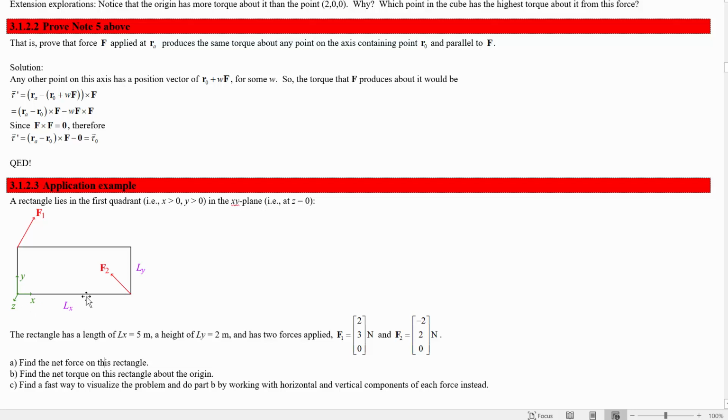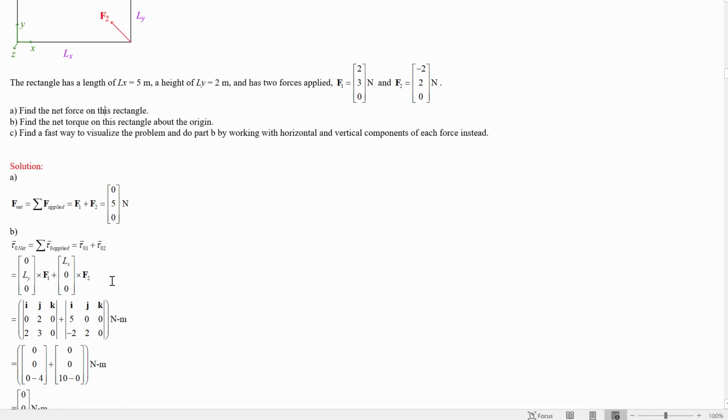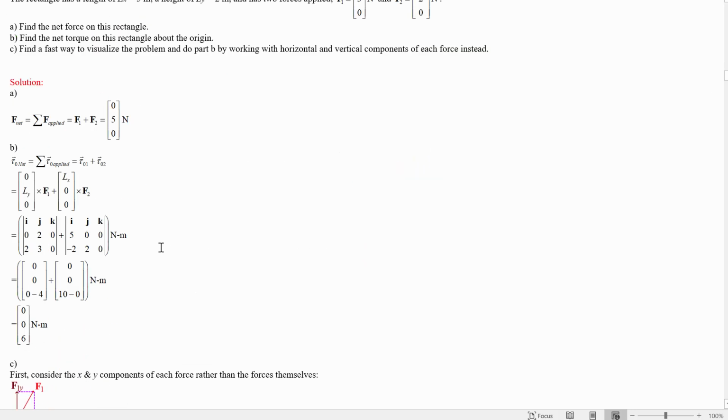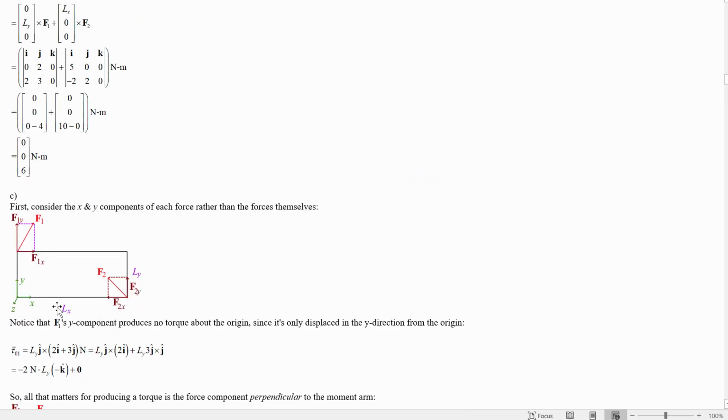So we've got this vector crossed F2 will give us a vector out of the page, and that's the plus 10 that we got, whereas this vector cross F1, right-hand rule will tell you that that's into the page, and that's the minus 4 that we got. This hints at an easier way to do these calculations.